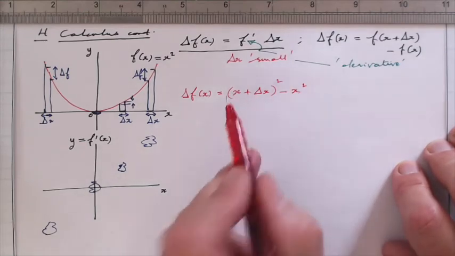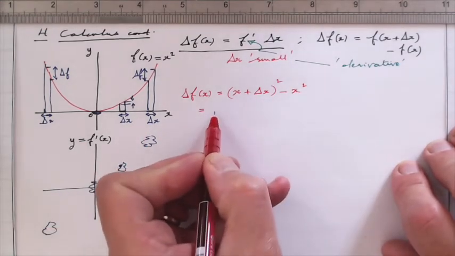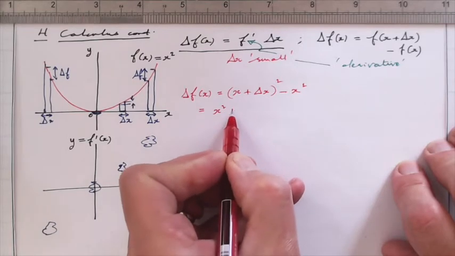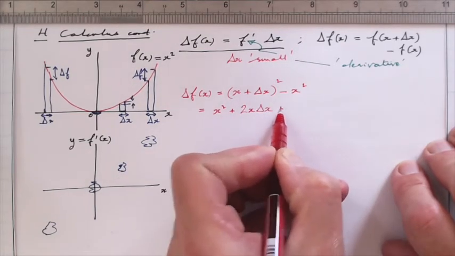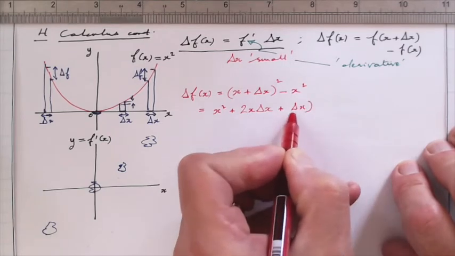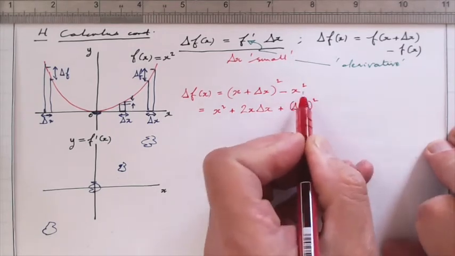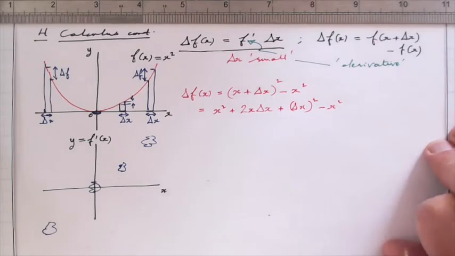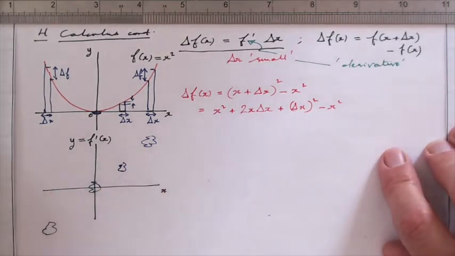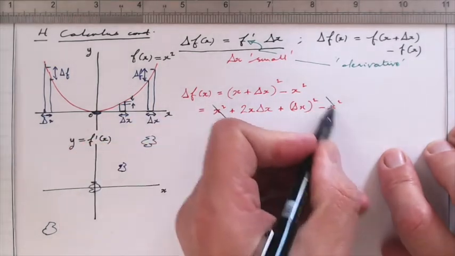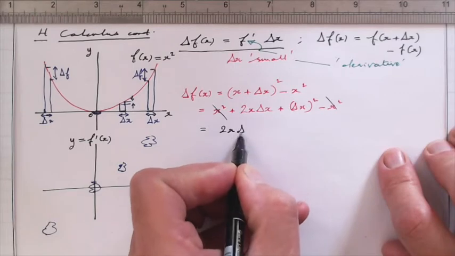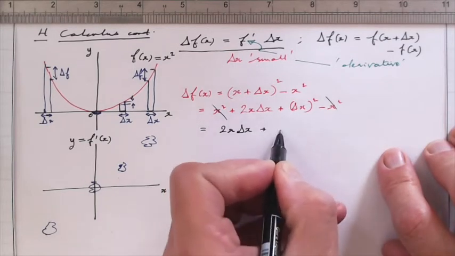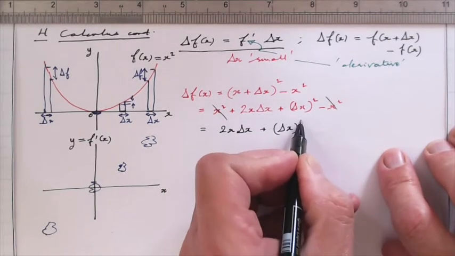Well, let's just multiply this out. This is just algebra here. So we have x squared. We have two lots of x delta x. And then we have delta x all squared. And then we have take away x squared. So the first and last terms cancel. And we're left with 2x times delta x plus delta x all squared.